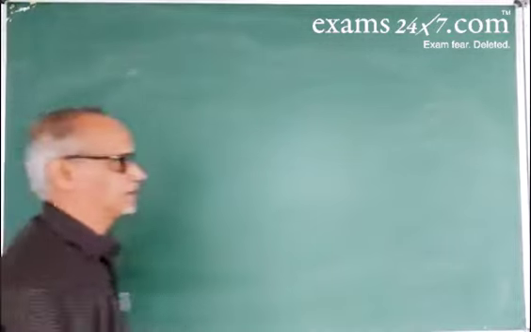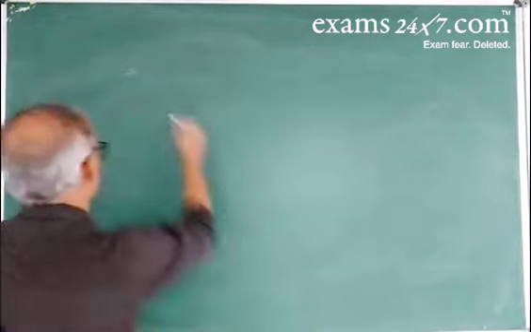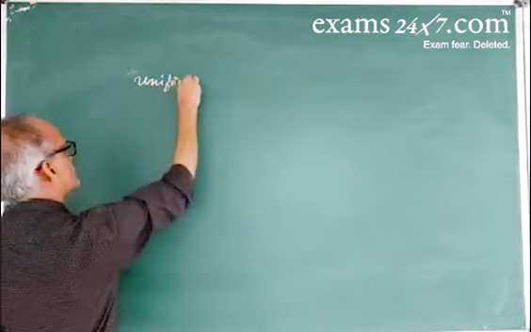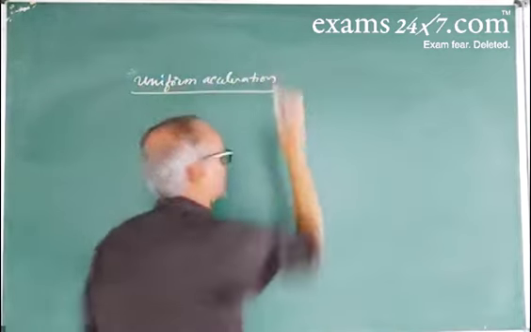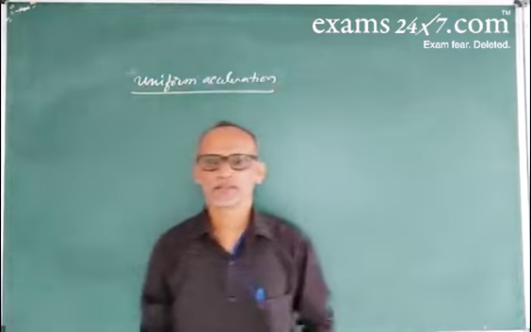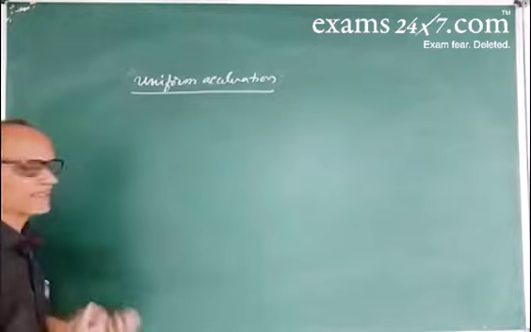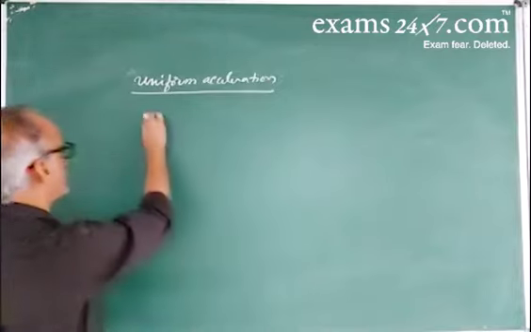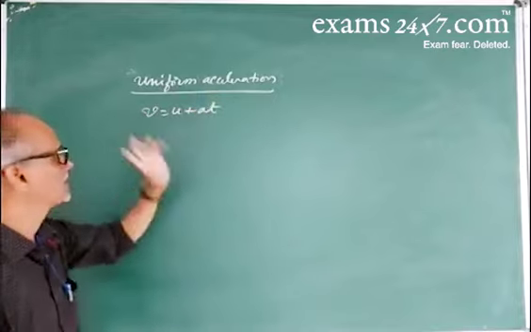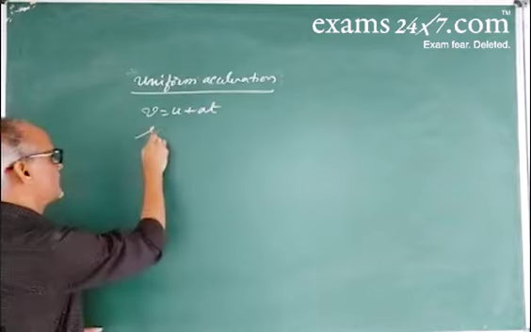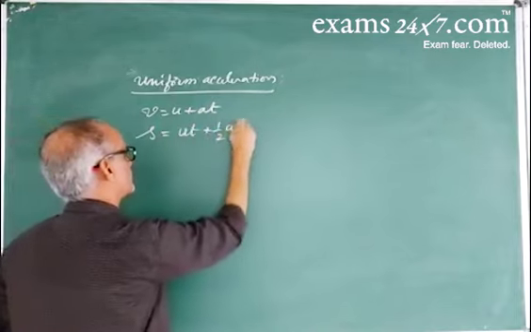Next, we have an important concept: when a body moves with uniform acceleration, what is the relation between the various physical quantities? Which we have derived in the form of equations of motion. So to find the velocity at an instant, we use the format v is equal to u plus at. So this will give you the velocity at an instant t. To find the displacement in a given time, we use s is equal to ut plus half at square.